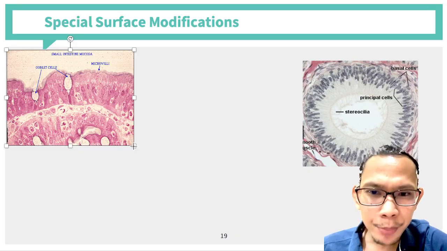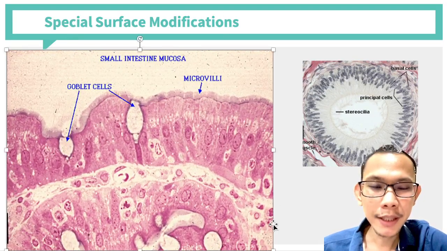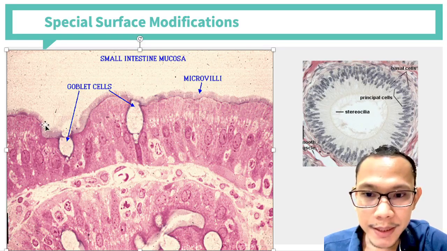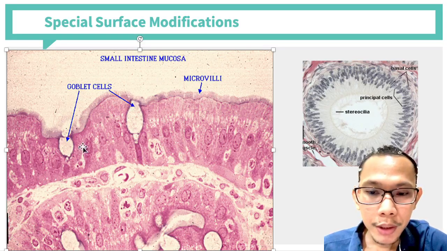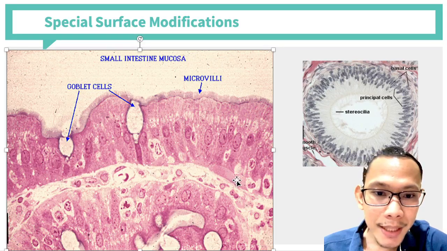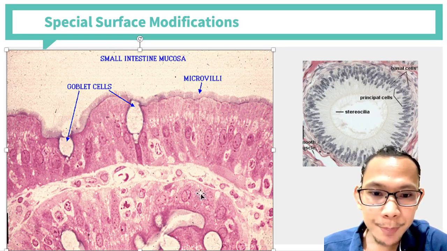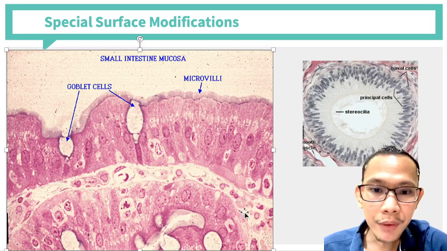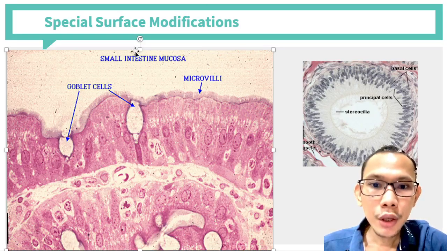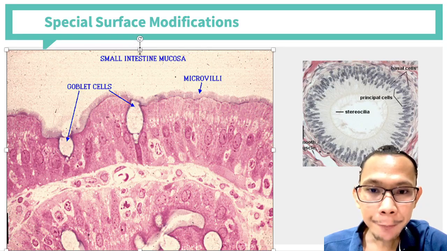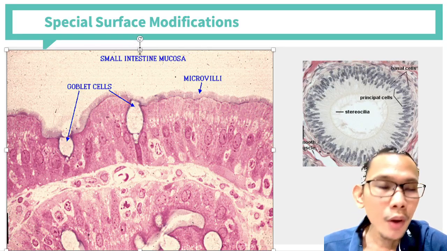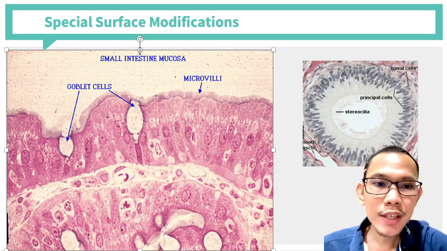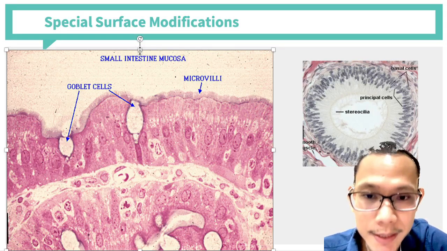This is your small intestine. Identify natin ito. This is now your epithelial tissue. This is now your basement membrane. And this portion here is your connective tissue. Very good.